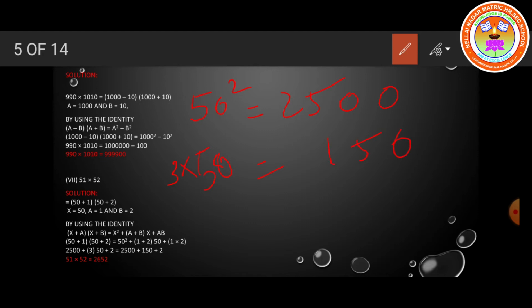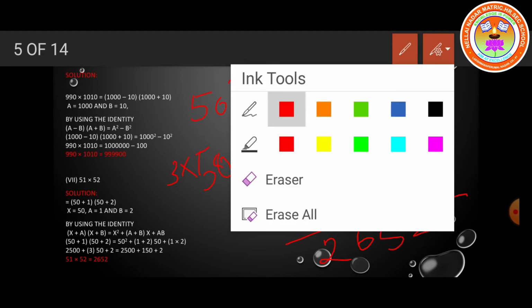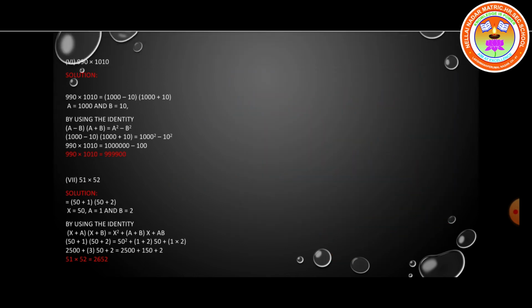Next, 1 into 2, that is ab. 1 into 2 means 2 only. We add them together: 2500, 150, 2. 2652. Can you understand, all of you? Yes. Now we are going to see the next one.